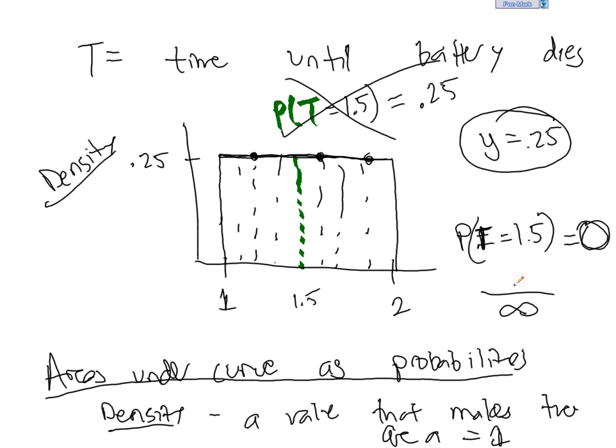Well, 1.5 only represents one of those infinitely many outcomes, and all of them are equally likely, and 1 divided by an extremely large number, especially infinity, is going to be 0. It's something that's impossible. Even if you think you're rounding to 1.5 years, it's never going to be exactly 1.5 years, right?